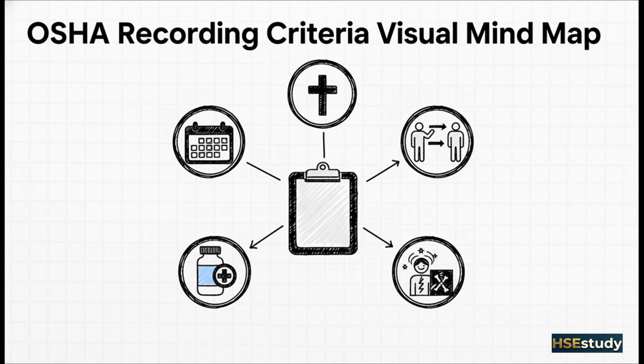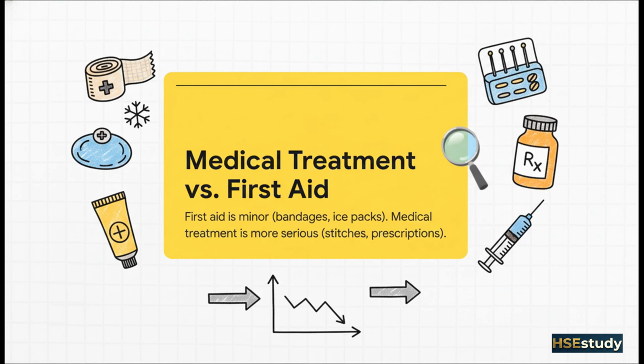And here's the checklist. A case is recordable if it results in death, days away from work, restricted work or a job transfer, or loss of consciousness. It's also recordable if it requires medical treatment that goes beyond basic first aid, or if a doctor gives a significant diagnosis like a fractured bone. If you can say yes to even one of these, it's got to go on the log. Now that line between first aid and medical treatment, this is where a ton of companies make mistakes.